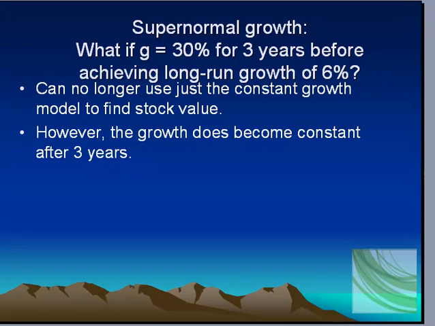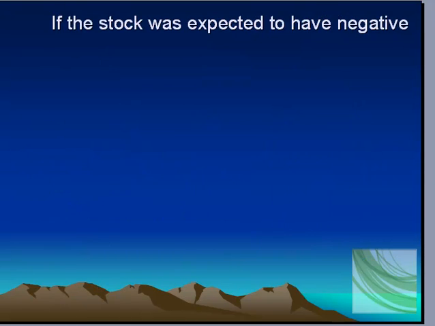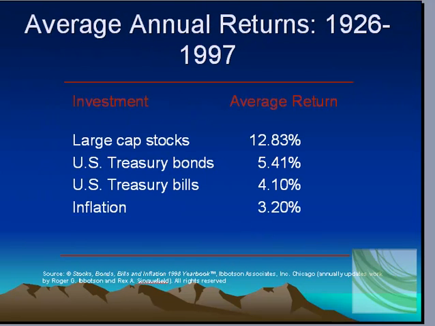What if g is 30% for 3 years and then you have normal growth of 6%? Then the growth becomes constant. You discount the early growth at one rate, and later on you discount at a different rate, and that becomes more complicated, so we will not be doing those types of problems. If the stock is expected to have negative growth, would anyone buy it, and what is its value? The firm still has earnings and pays dividends, even though they may be declining, so the stock still has value. Here you have 13% and the growth is negative, so you need a 19% return. You can still value the stock.